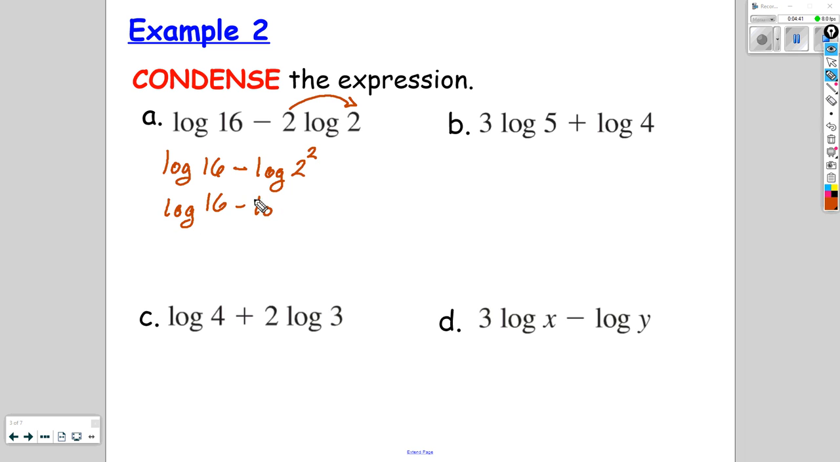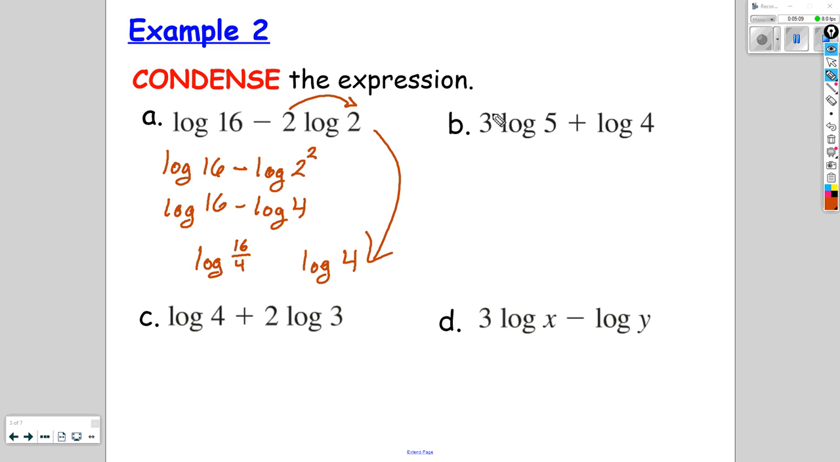So I'm just going to rewrite this again. So this is log of 16 minus log of 4. And now we can use the quotient property, which means this is just log of 16 divided by 4, and we know 16 divided by 4 is 4. So obviously what we end up with is much simpler than what we started with, and that's the whole point. When we say condense the expression, that's what we mean.